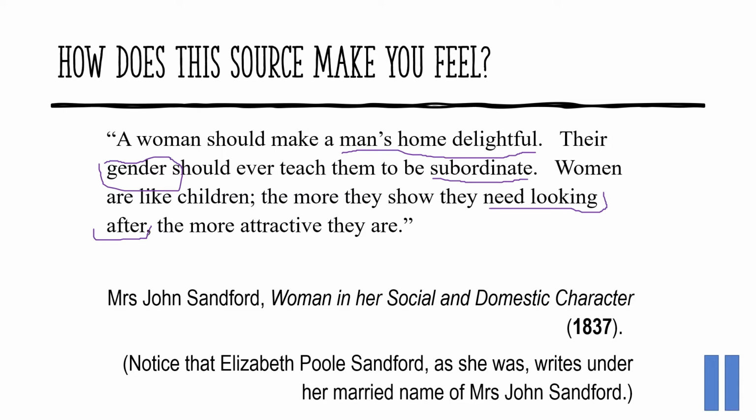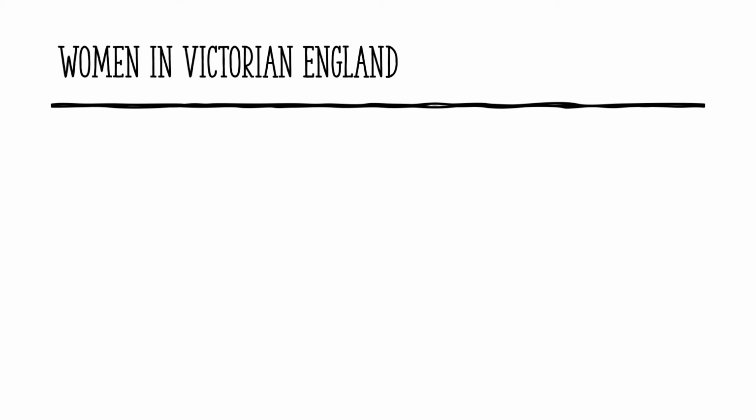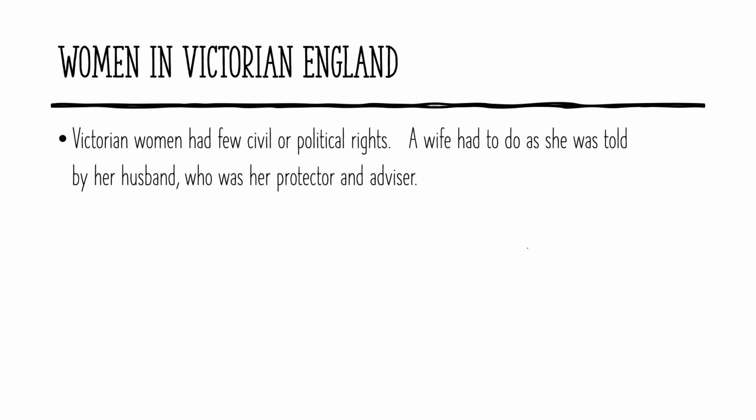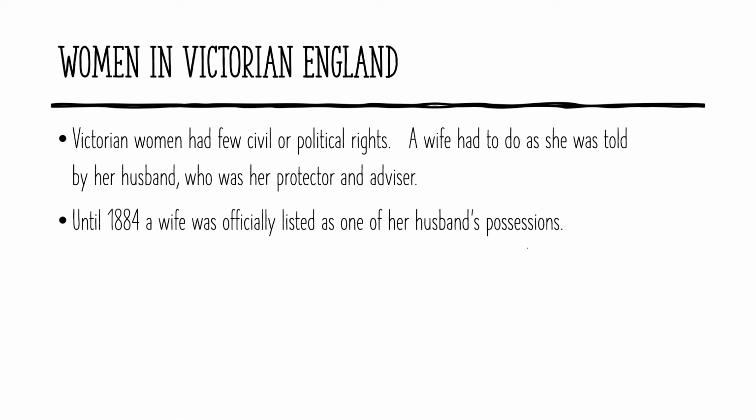Okay, and hopefully you'll remember what the position of women was like in Victorian England from your lesson a couple of weeks ago. Okay, so Victorian women had few civil or political rights. A wife had to do as she was told by her husband, who was her protector and advisor. Until 1884, a woman was officially listed as one of her husband's possessions, like you might own an Xbox or you might own a phone. A woman was also listed as a possession until 1884, which wasn't really, when you think about it, that long ago.